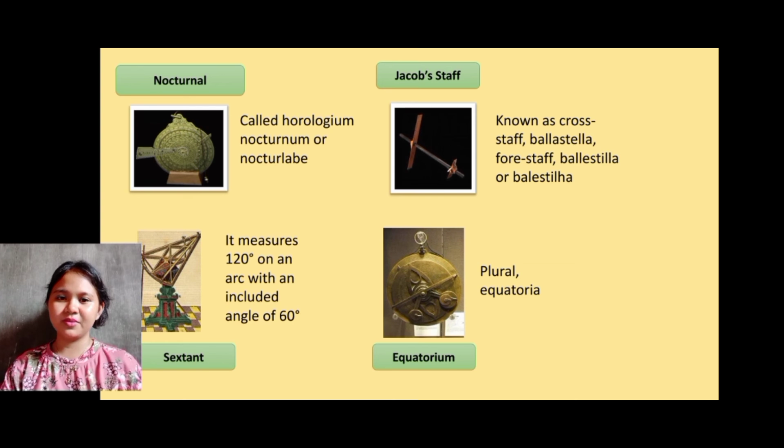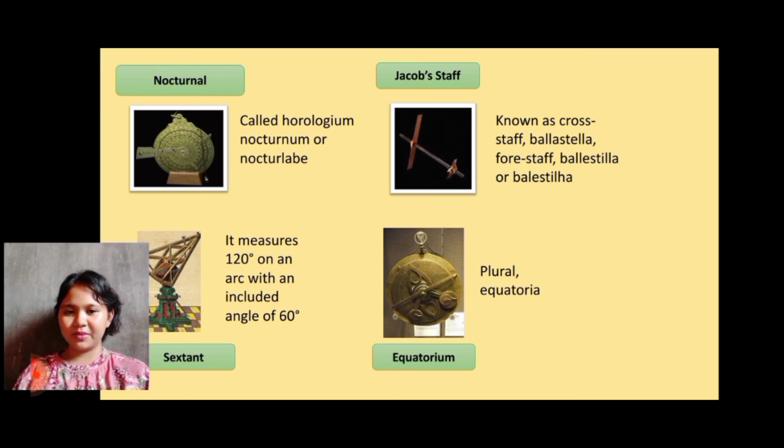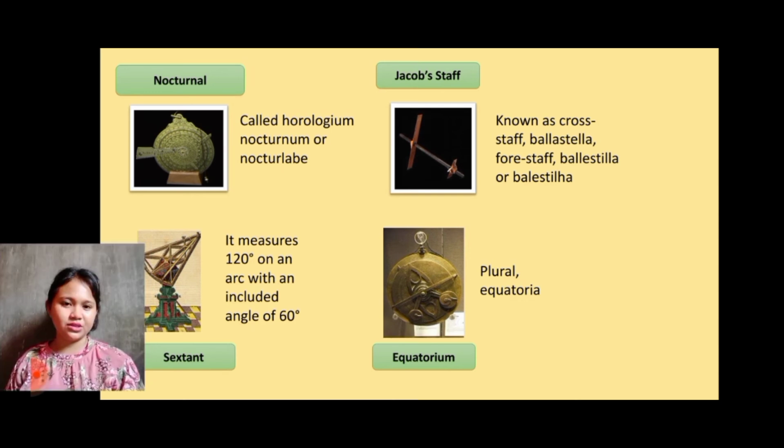Nocturnal. It is used to determine the local time based on the relative position of two or more stars in the sky. Jacob's staff. It is used as a transit or compass, and also it is used to measure heights and distance. Sextant. It is used to determine the angle between the horizon and a celestial body, such as the moon, sun, and stars. Also, it is used in celestial navigation to determine latitude and longitude. Equatorium, it is used to find the position of the moon, sun, and planets without arithmetic operation.